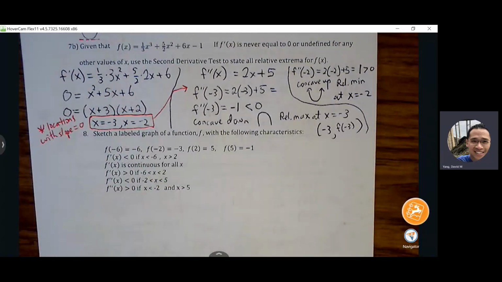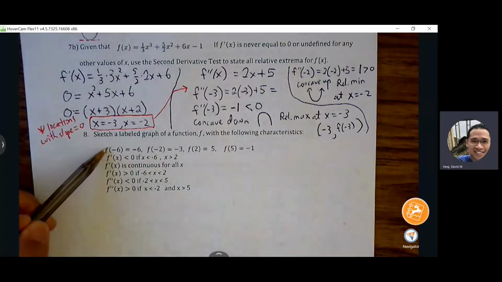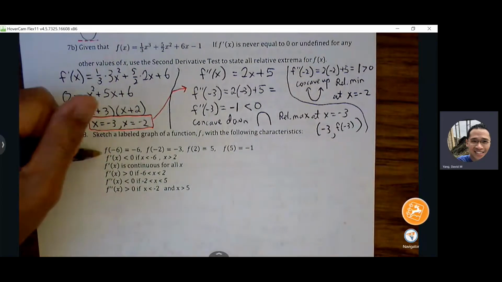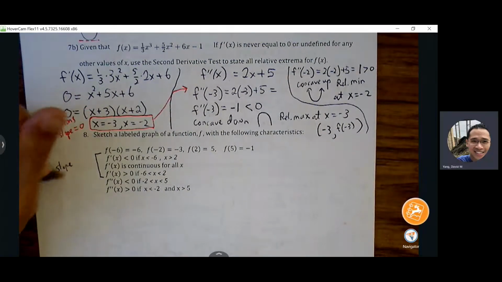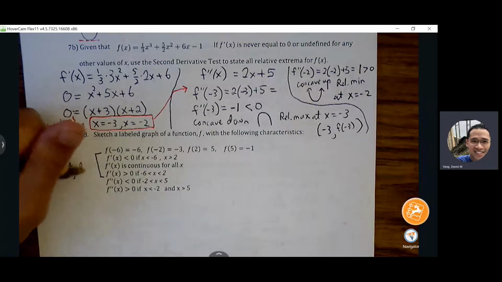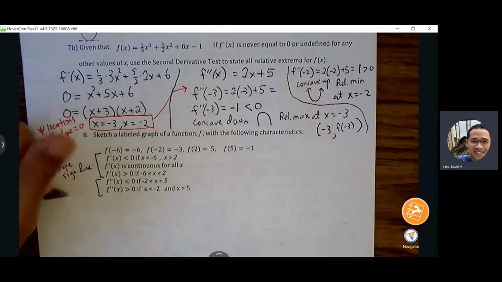Okay, sketch a labeled graph of the function with the given characteristics. These are all ordered pairs. I can plot them in a second. I know that my next few statements are referring to a slope sign line, so I can create that. And my last two statements are dealing with a second derivative sign line.